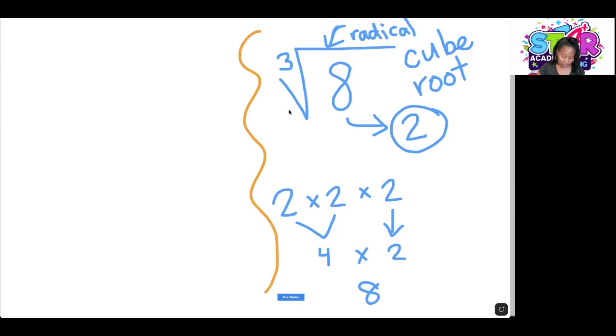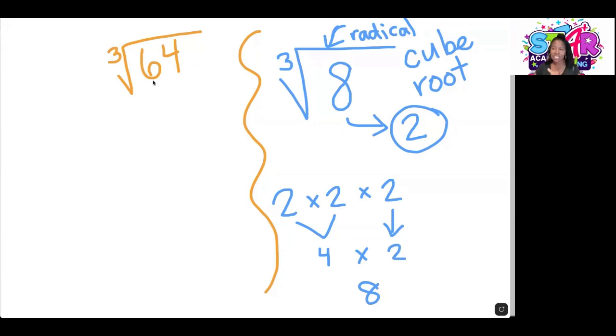Let's try another one. What if I said the cube root? So I'm going to put my little radical symbol. And I'm going to put my little 3 at the front, right? Let me think. 64. What number times itself 3 times would give me 64?